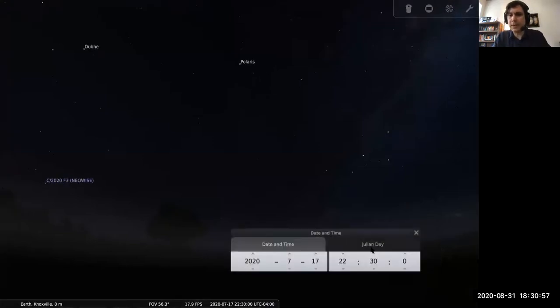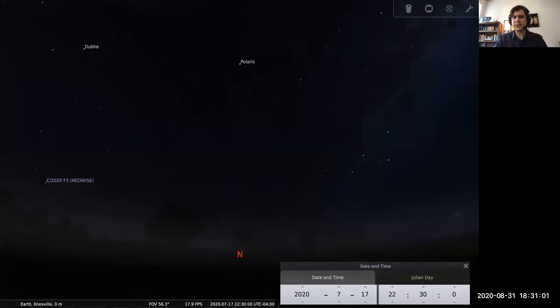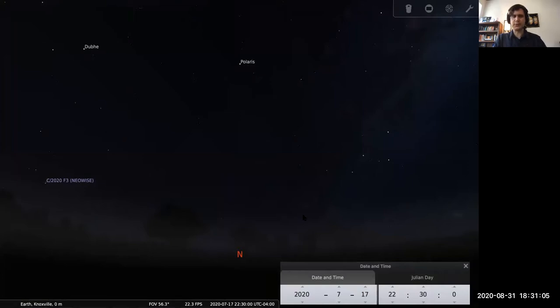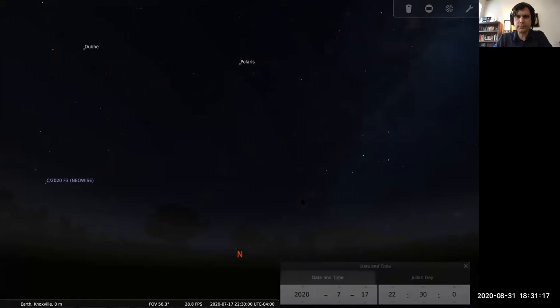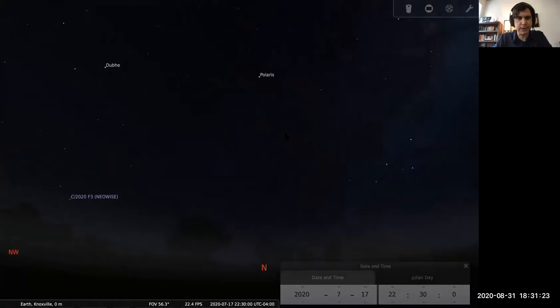Okay, let me orient you to when and where we are. Notice I have set the date. We're in July 17th of this year, so about a month ago. This is when comet Neowise was viewable in the sky, which you can see right over here. So I have comet Neowise here in Stellarium. And we are looking to the north right now. There is Polaris right there, so we can see Polaris.